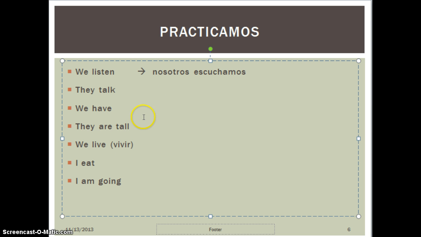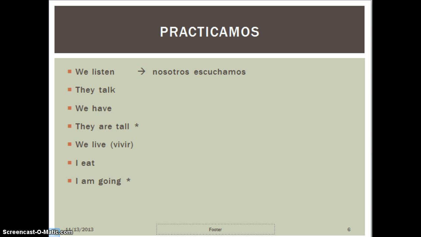Now go ahead and pause and do the rest on your own. Be careful of this one and this one because they are both irregular verbs. This means we can't follow a normal pattern. We have to sing one of our verb songs. Okay, so go ahead and pause, take your time, and press play when you're ready to see the answers.